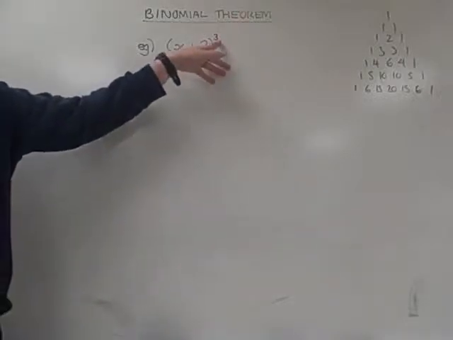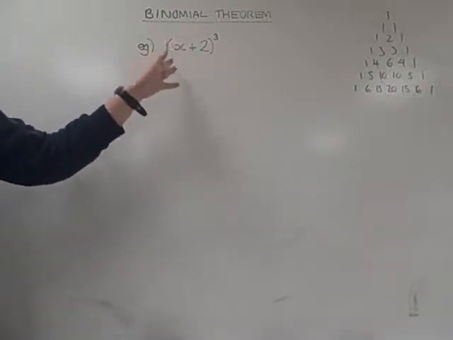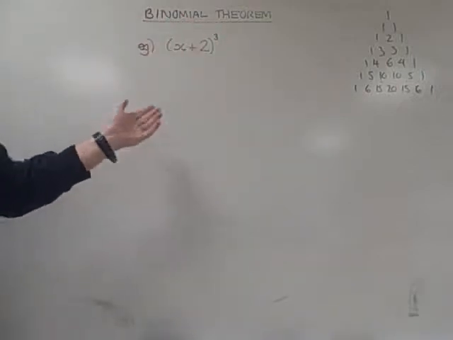If we go to a higher power like cubed, then we'd have to multiply x plus 2 times x plus 2, work out that answer, and then times that by x plus 2. If this was an even higher power like 8, then you'd have to repeat that process several times.